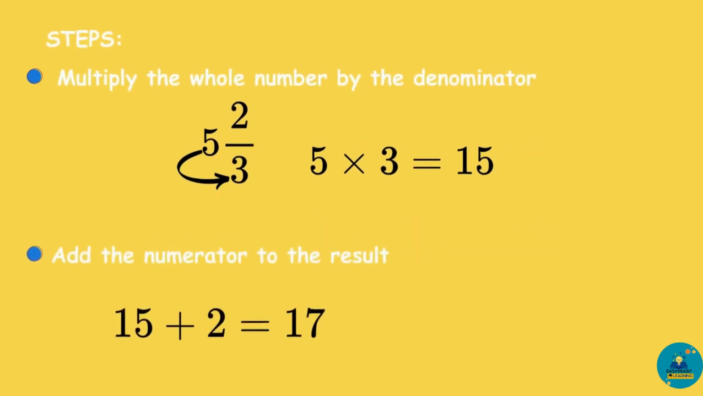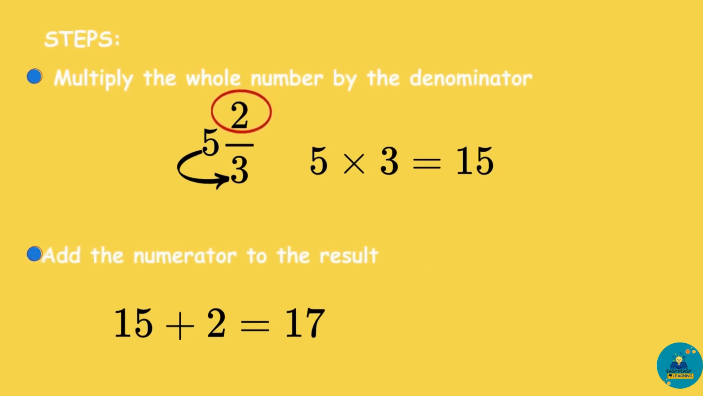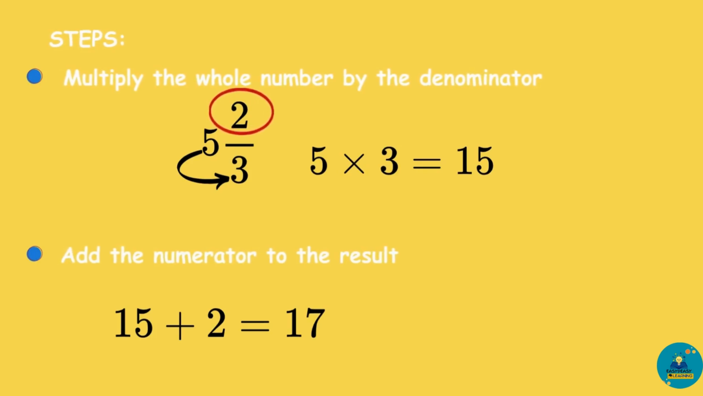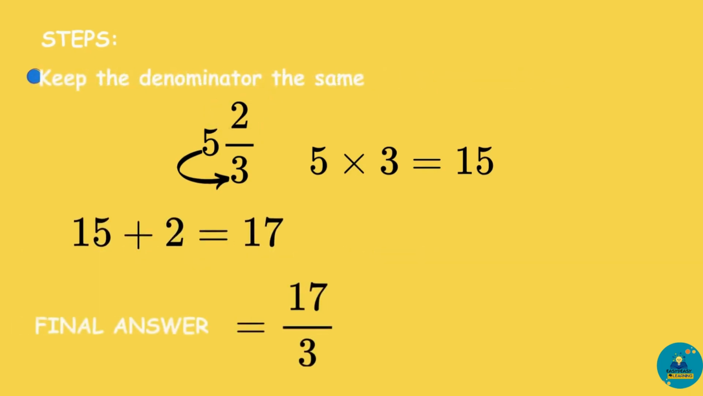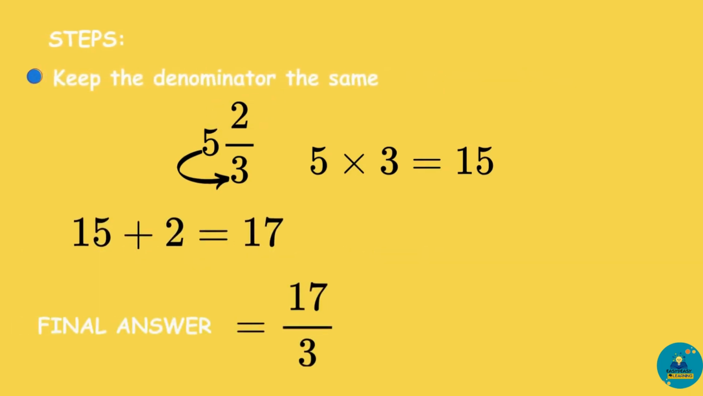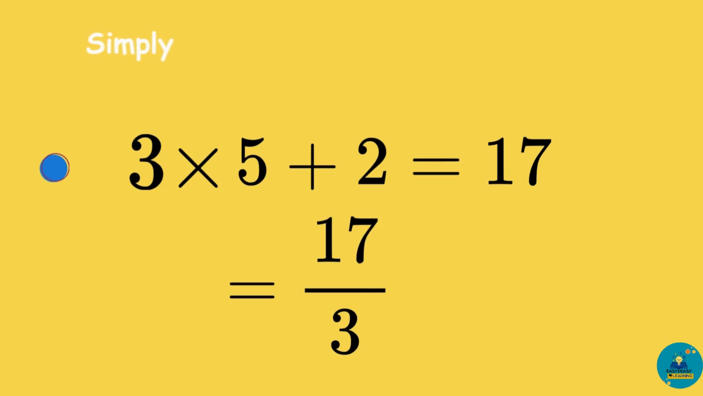Step 2. Add the numerator to the result. Our numerator is 2. So 15 plus 2 is 17. What we have here is 17 over 3. So we simply do 3 times 5 plus 2 over 3, which is 17 over 3.